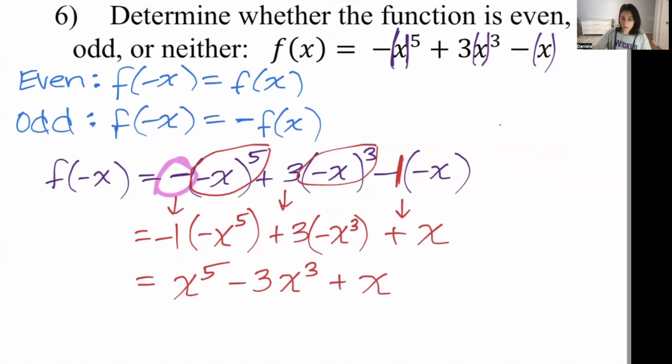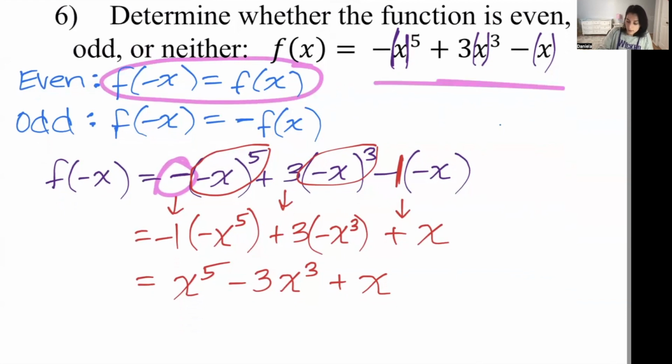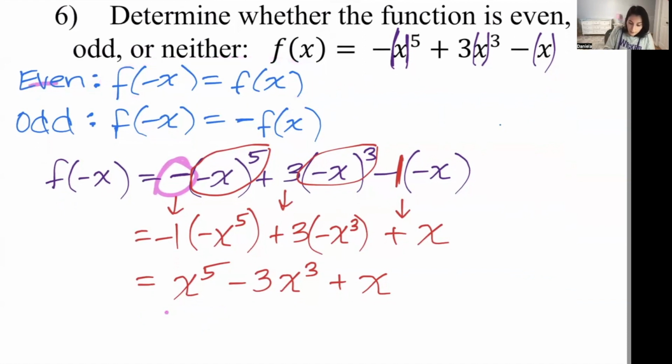So now we're going to ask ourselves, okay, is it even? If it's even, it would have to be equal to the original function. This is the original function. That's -x to the 5th. Oh, stop. This is +x to the 5th. Already, it's not even, right? They have to be 100% the same. So it's not even.